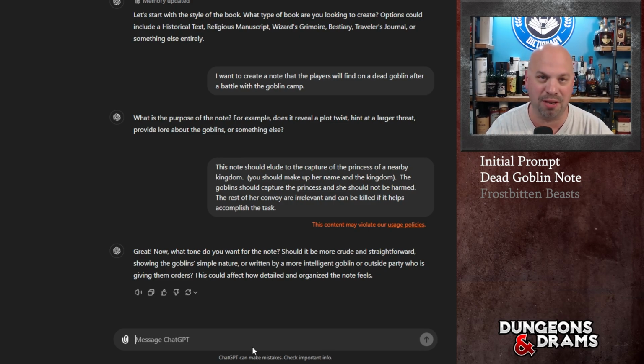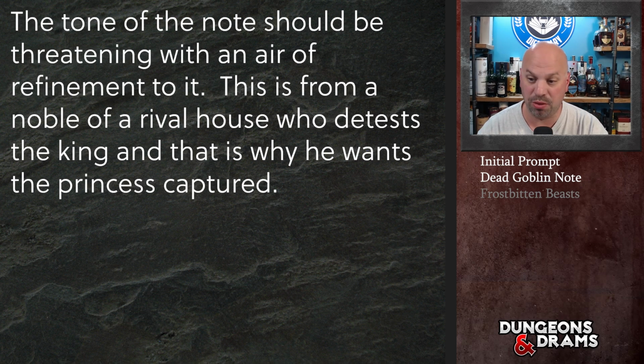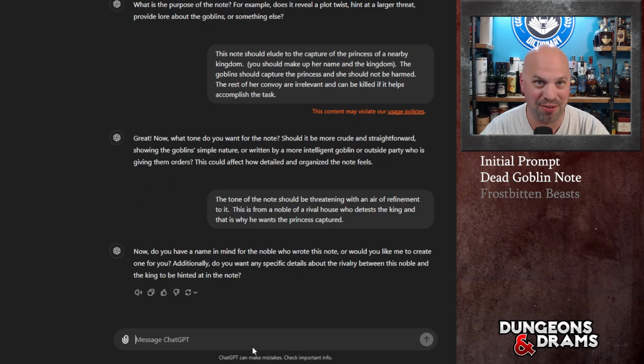So simple enough, and I would think that the tone would be probably threatening, but also refined and maybe a bit fancy, for lack of a better term. Let's try this. The tone of the note should be threatening with an air of refinement to it. This is from a noble of a rival house who detests the king, and that is why he wants the princess captured. It's asking me if I have a name for the noble in mind, and I'm not sure that I do. Would I like it to create one?